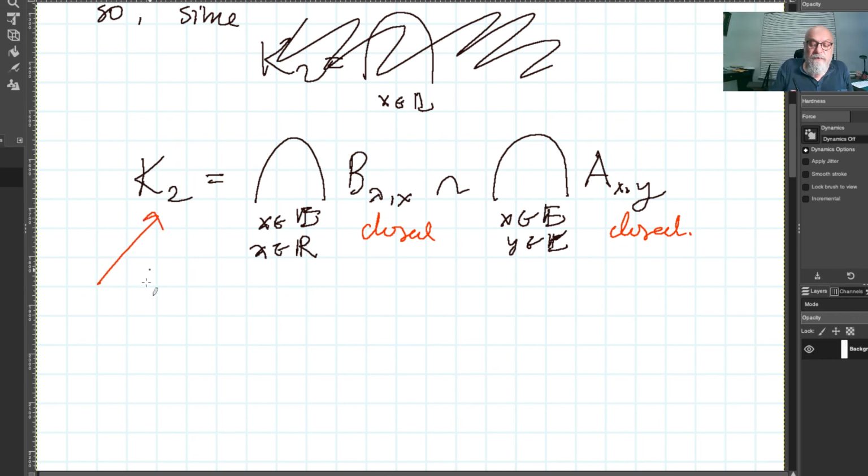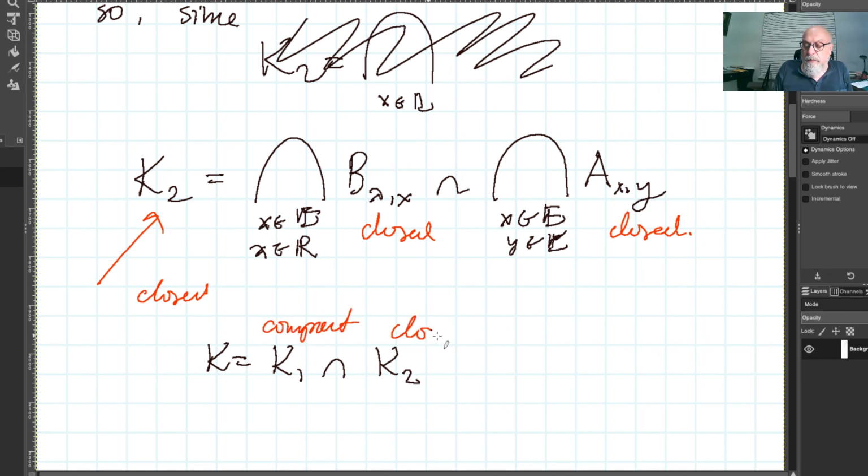So K2 is closed. So we are getting here that K is equal to K1 intersection K2. So this one is compact, this one is closed, so this one is compact. So you are seeing that this is a compact set. Okay, we achieved this, we finished the proof, so thank you.